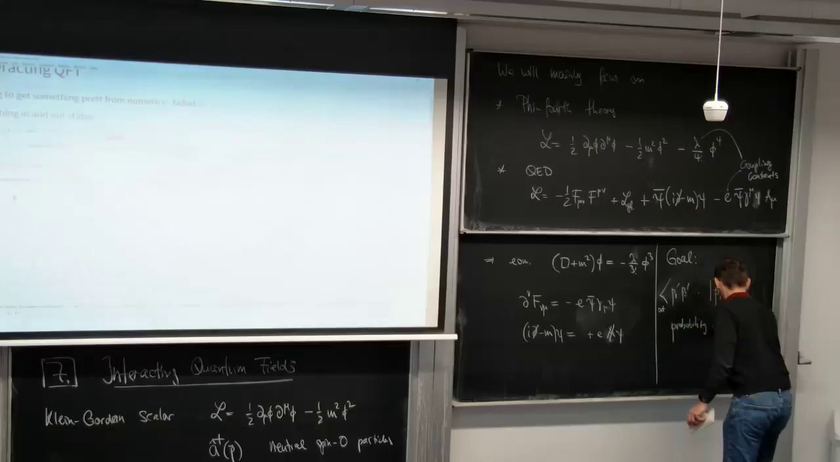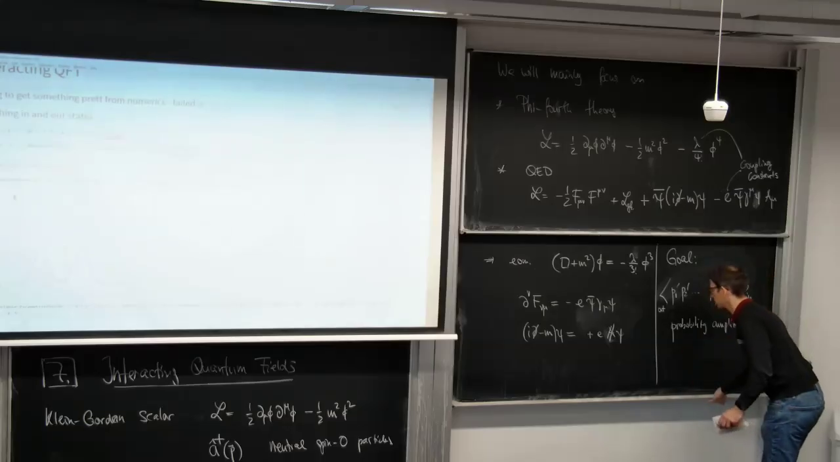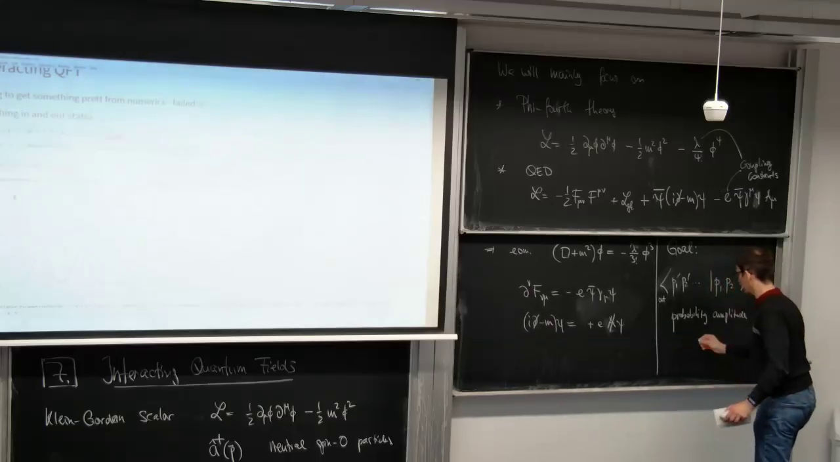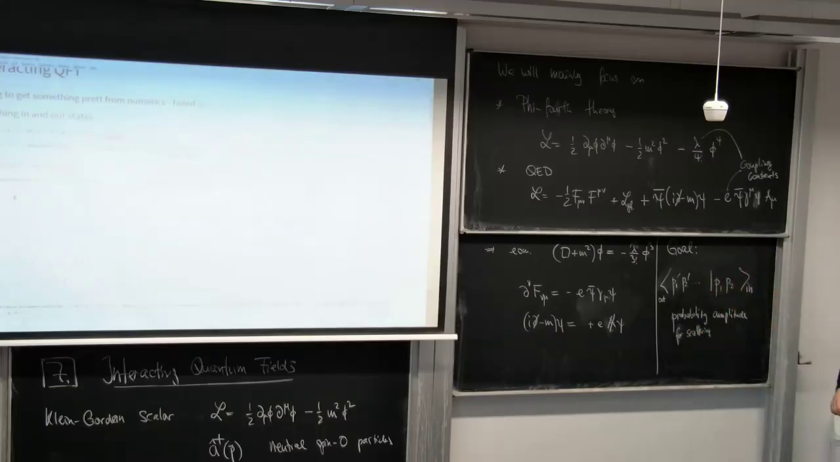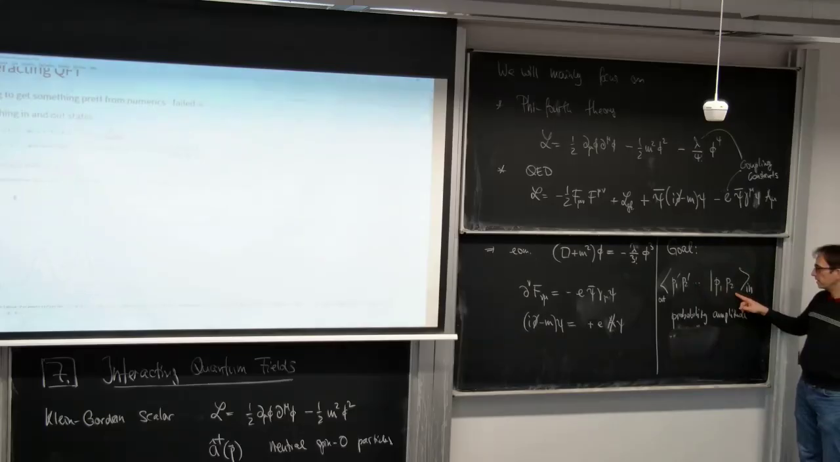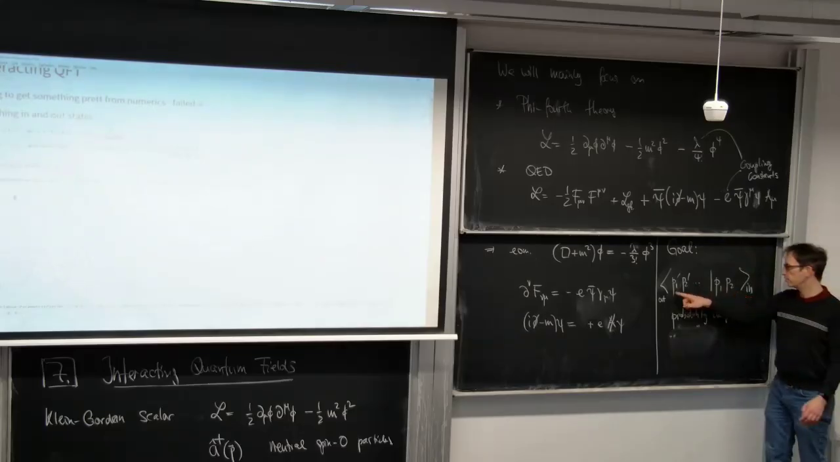So this is the probability amplitude of scattering particles with these momenta in an initial state to these.